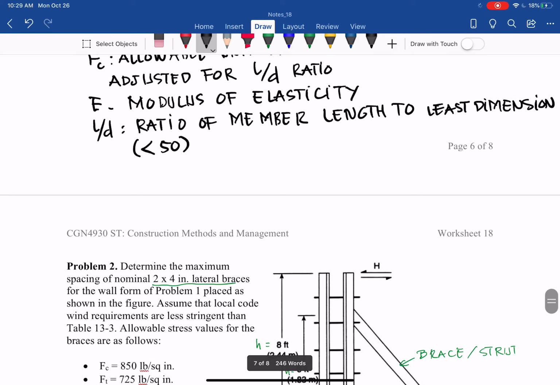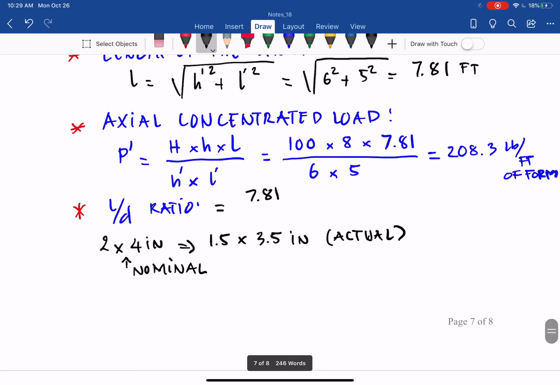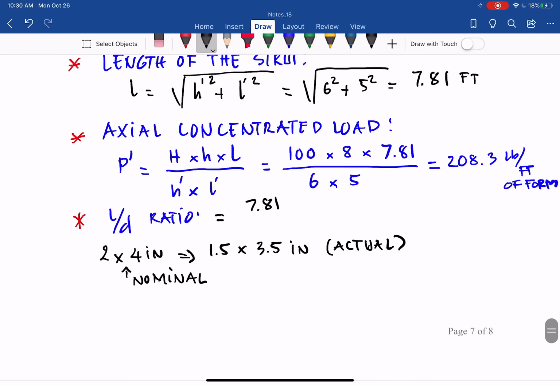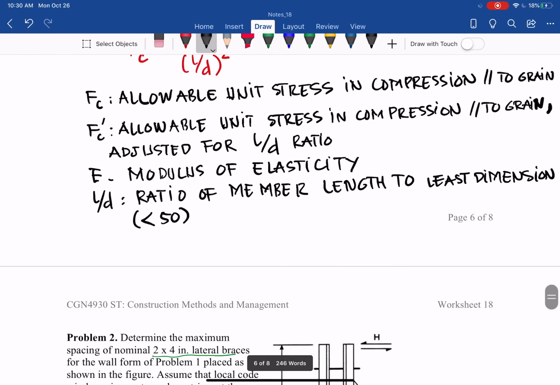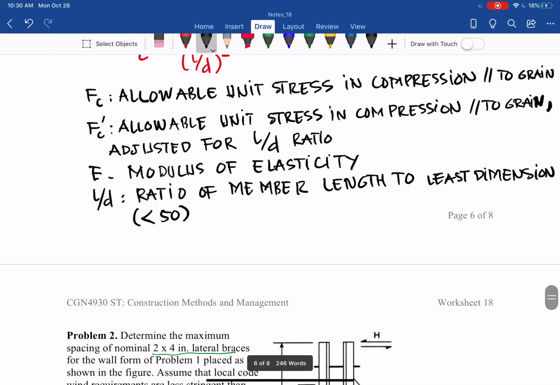D is the least dimension. So between 1.5 and 3.5 of the cross section, 1.5 is the least dimension, 1.5 inches. So we divide 1.5 by 12 to make the adjustment for the unit conversion to feet. There we can get 62.5. And in the previous lesson, this ratio has to be less than 50, so it's not too slender.